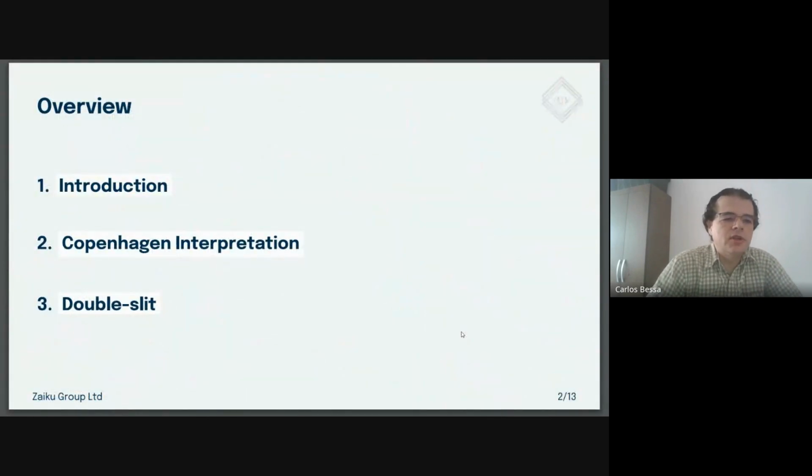For this meeting today, I will give a brief overview of the Copenhagen interpretation. First, I'll say something about the idea behind this round table style of meeting, Quantum T, and then a summary about the Copenhagen interpretation, just for people that are not familiar. And then I'll give an example, the double slit example, and we'll be open for discussion.